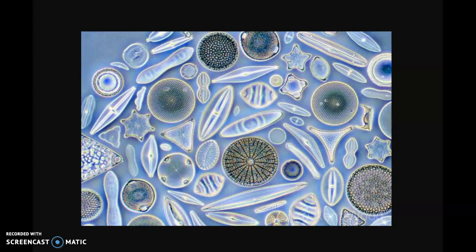Just like the dinoflagellates, they're going to come in all shapes and sizes. I love looking at different pictures of diatoms. It reminds me of looking through a kaleidoscope when I was a kid, because of the different shapes and sizes and even different colors as they reflect different wavelengths of light. Diatoms are typically found in the ocean, although we can find them in freshwater as well.